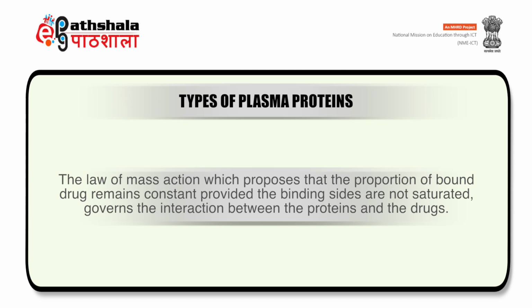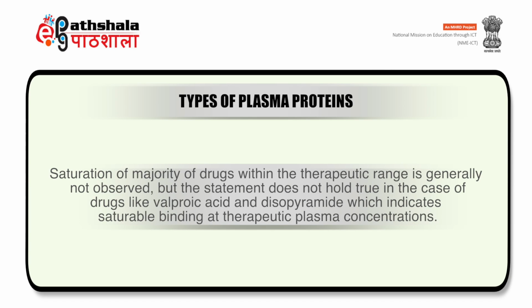The law of mass action, which proposes that the proportion of bound drug remains constant provided the binding sites are not saturated, governs the interaction between the protein and the drugs. Saturation of majority of the drugs within the therapeutic range is generally not observed, but the statement does not hold true as in the case of drugs like valproic acid, which indicates saturable binding at therapeutic plasma concentrations.